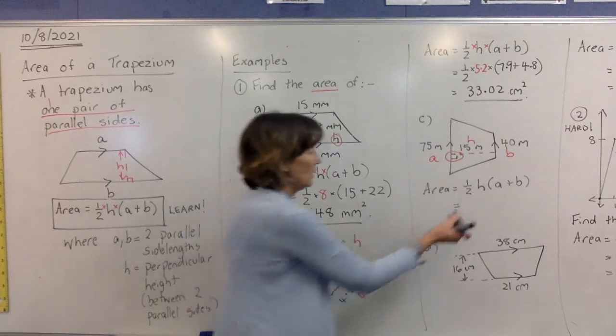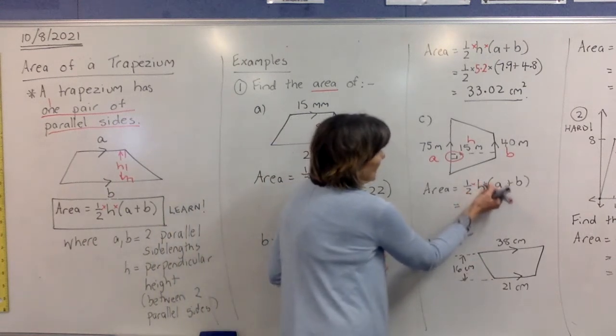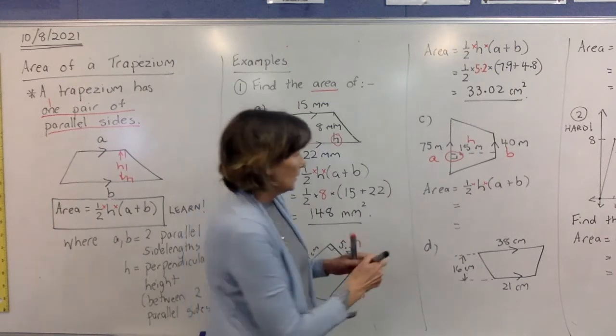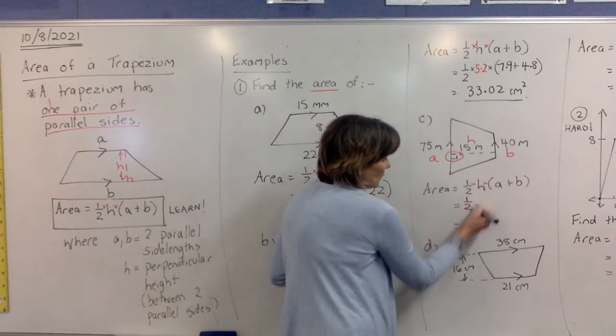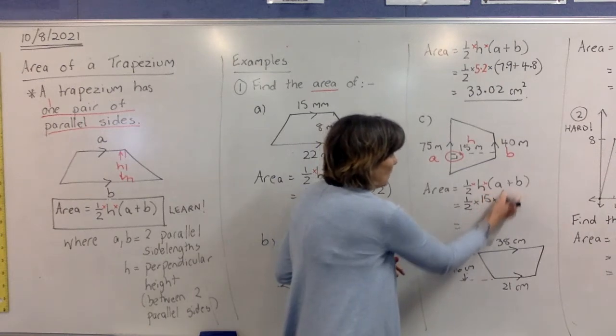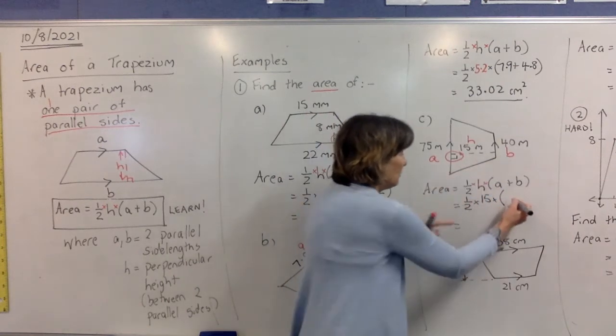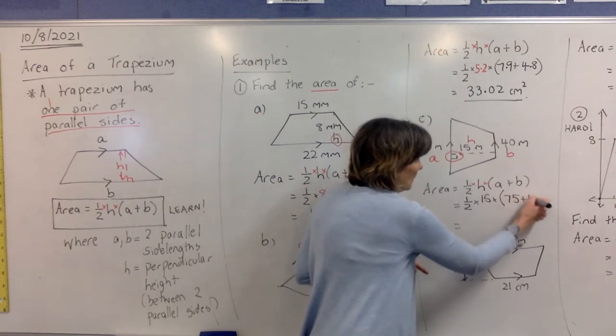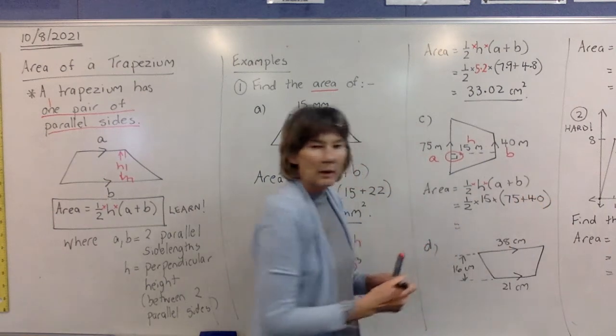So now we're going to put everything in. Don't forget our formula has times signs there. Now if you like, we can just go left to right if you know what you're doing. The H is 15 times, open bracket, 75 plus 40, close the bracket, and we're going to our calculator.